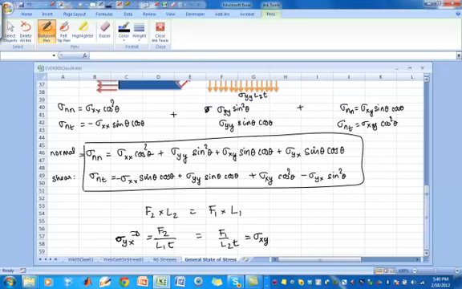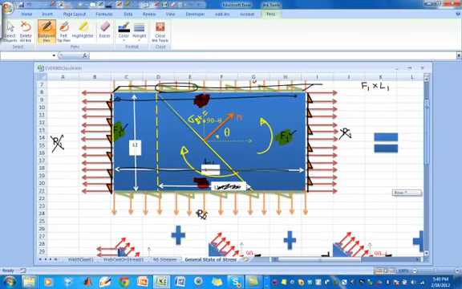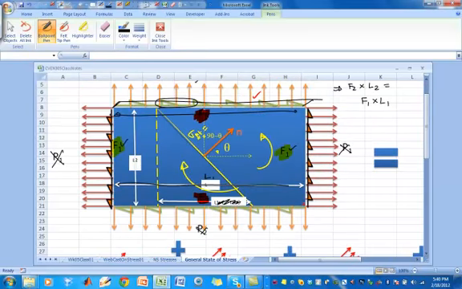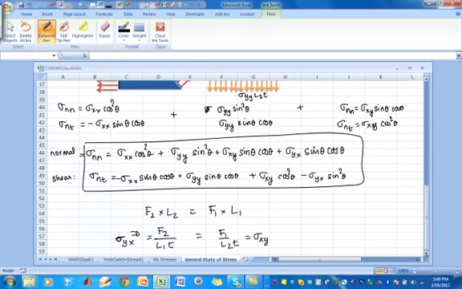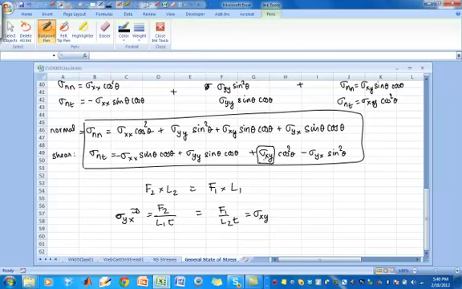Very nice. So let's go back and make sure we understand. F2 divided by that area is sigma yx. F1 divided by this area is sigma xy. Because of moments, those two things have to be equal. If I take moments around the center, you can see that those two things have to be equal. So that means that sigma xy and sigma yx have to be the same. That's what moment equilibrium tells us.